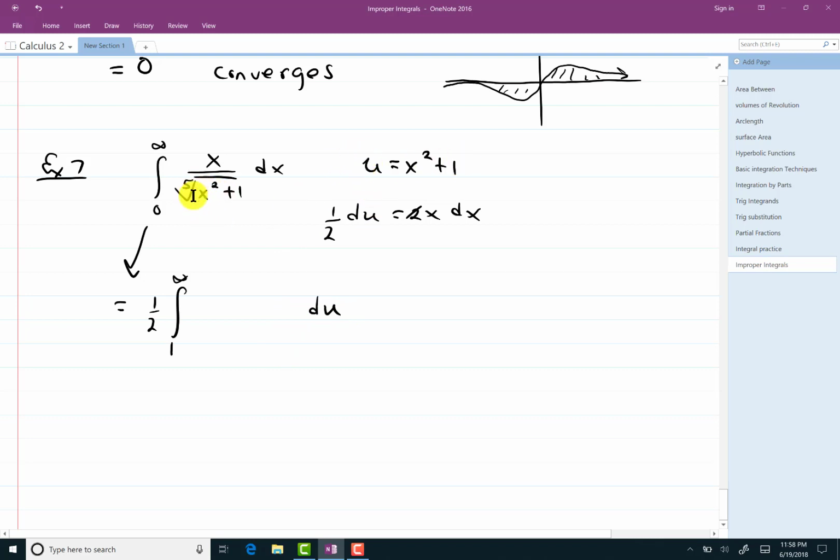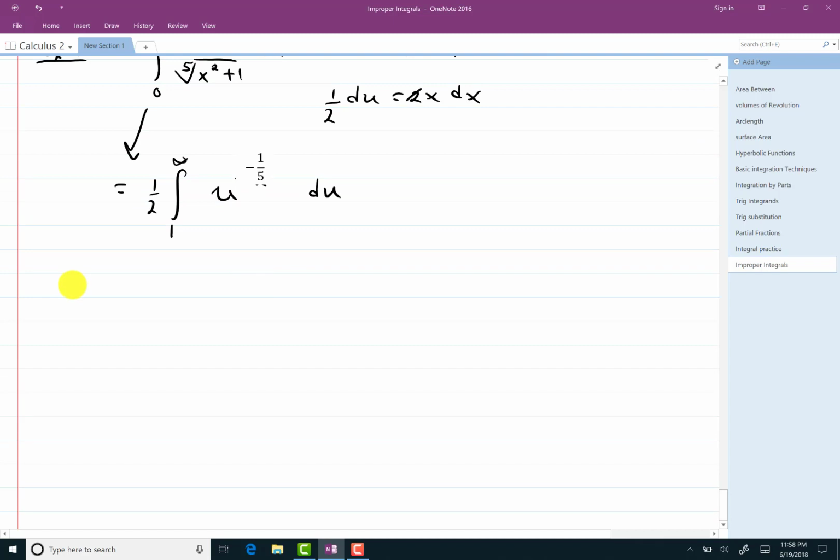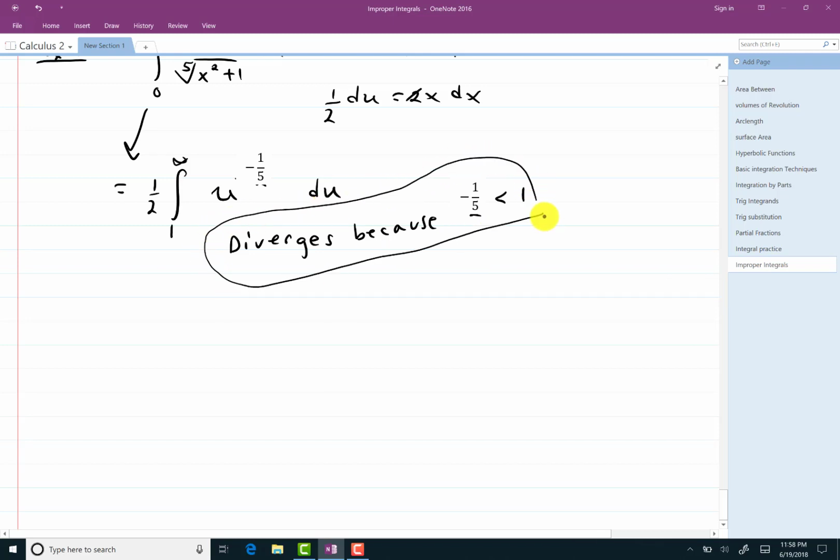So the fifth root of u in the denominator will end up being u to the negative 1/5. This applies to one of our situations here. I have negative 1/5 is less than 1. Since negative 1/5 is less than 1, this integral diverges. There's no reason to even try to evaluate it anymore because it's going to be fruitless to even try.